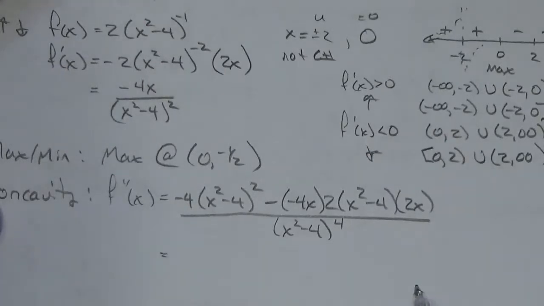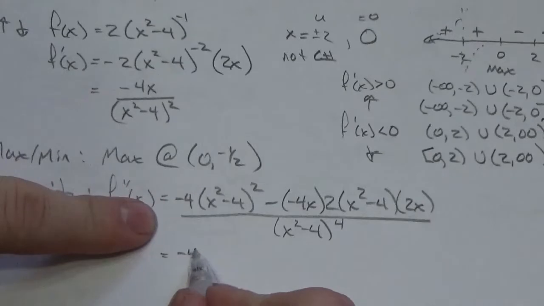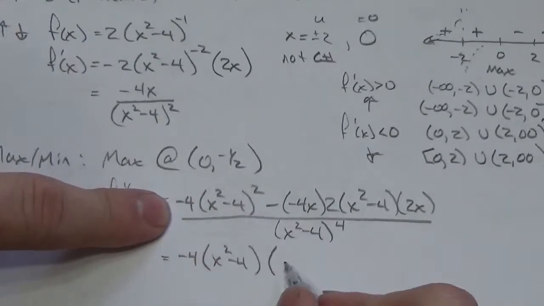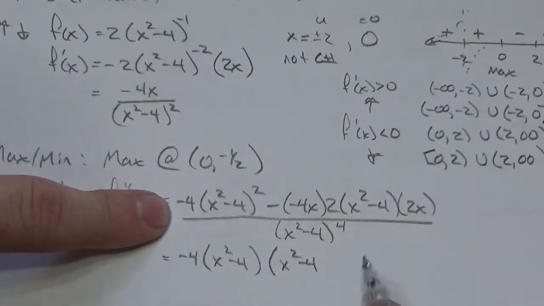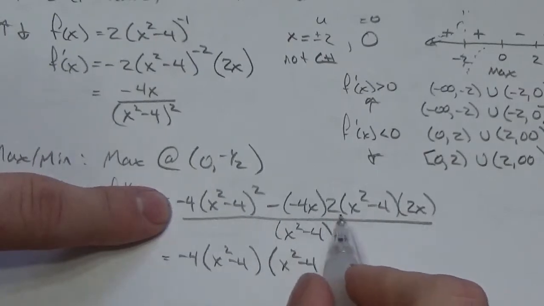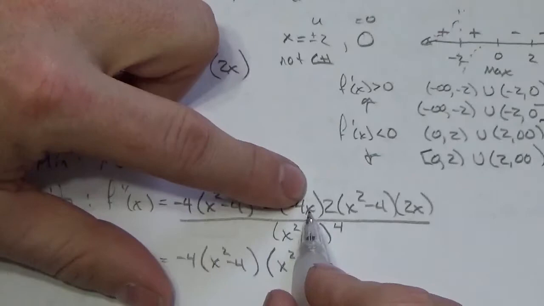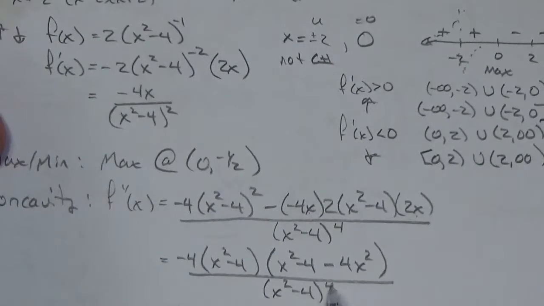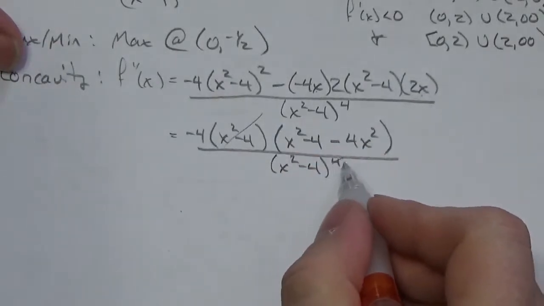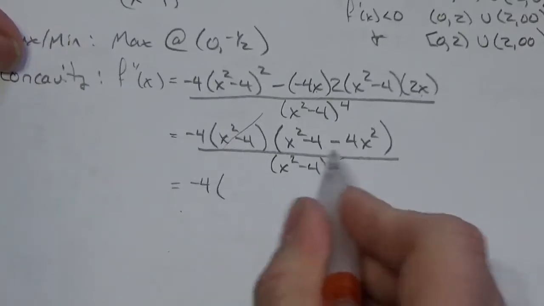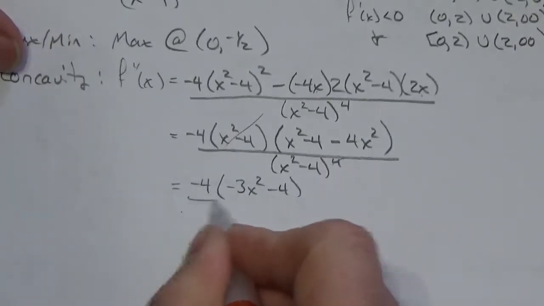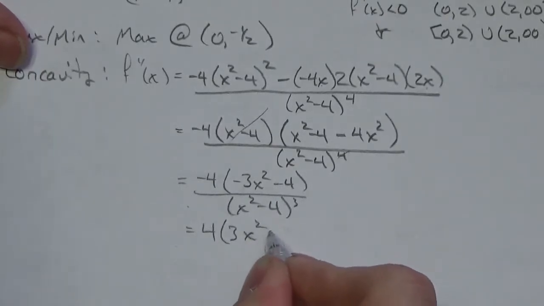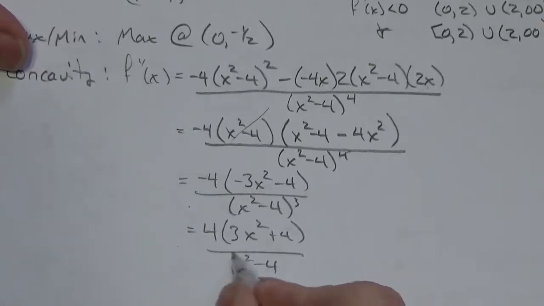But now we can factor this. We can simplify it a little bit. I will take out a negative 4 and then x squared minus 4 just to the 1. So that will leave me with x squared minus 4 from the first term here. I took out one of the negatives, so I'm still left with another negative, minus, I took out the 4, I'm going to be left with an x and 2 factors of 2, so 4x squared, all over x squared minus 4 to the 4th. Well, one of those factors will cancel with one of those, so it'll be cubed in the bottom here. This will be negative 4, what have I got here? Negative 3x squared minus 4 all over x squared minus 4 cubed. And then I can take out the negative, and so we're left with 3x squared plus 4 over x squared minus 4 cubed.